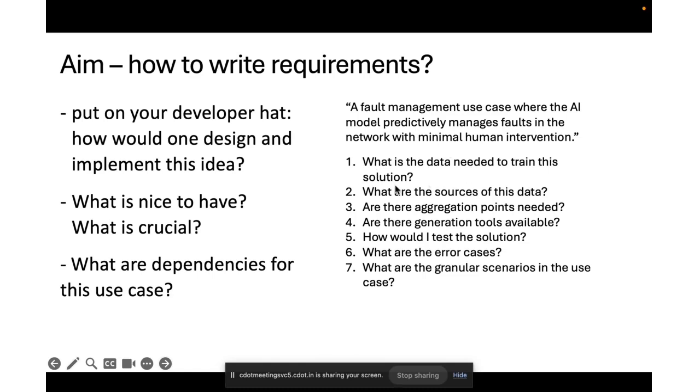Where are the sources of data? I mean, there could be core network data, which looks at data, alarms, events, or RAN data, maybe from the edge, maybe from the management plane, maybe. So you need to identify these sources of data.